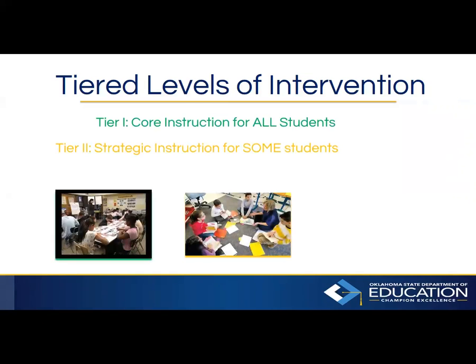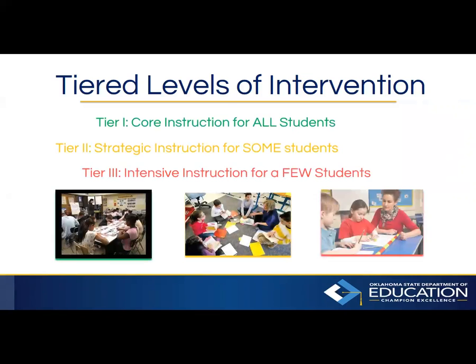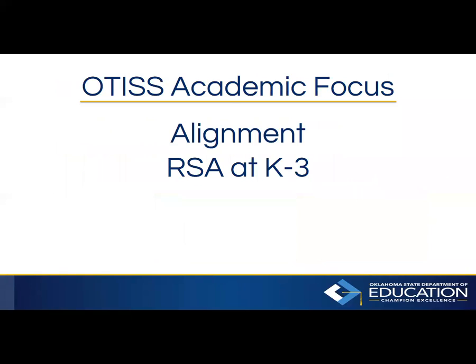After you've done your universal screening and you have that data to make those decisions, these are the students that may need a little bit more support to reach grade level expectations. And then tier 3, the intensive instruction for a few students. These are the students who have had tier 1 and also tier 2 and still are struggling to meet the grade level expectations. I just want to talk a little bit about the alignment.